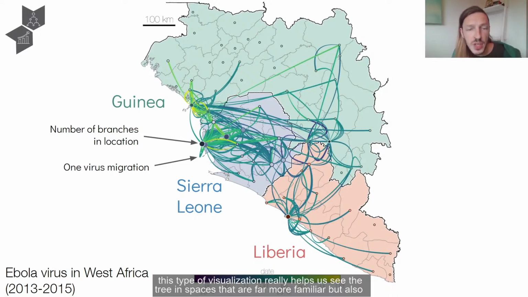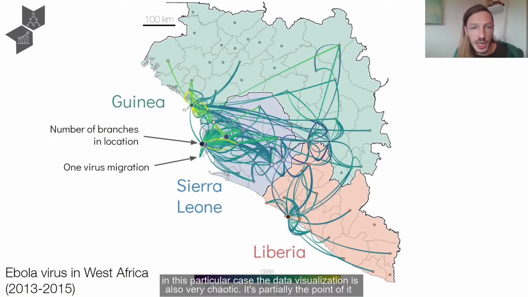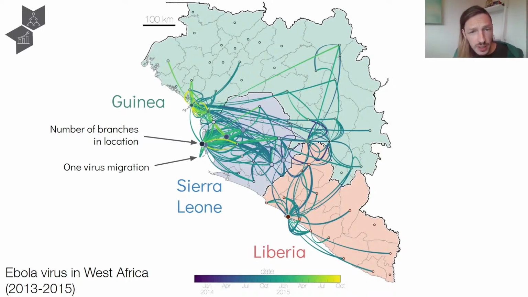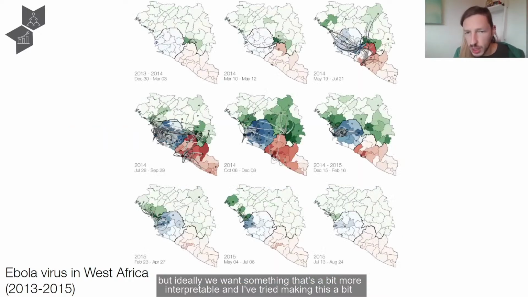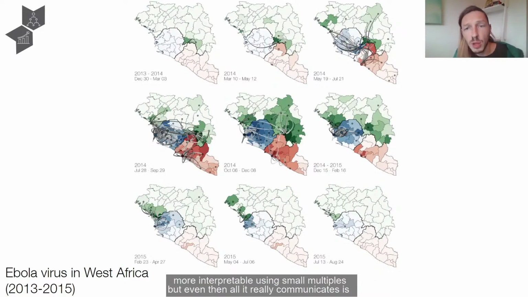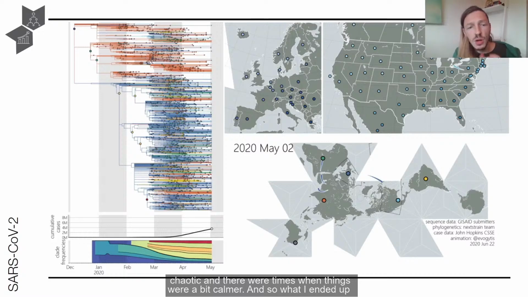And so this type of visualization really helps us see the tree in spaces that are far more familiar, but also in this particular case, the data visualization is also very chaotic. It's partially the point of it, but ideally we want something that's a bit more interpretable, and I've tried making this a bit more interpretable using small multiples, but even then, all it really communicates is that there were time periods in West Africa during the epidemic where things got really chaotic, and there were times when things were a bit calmer.